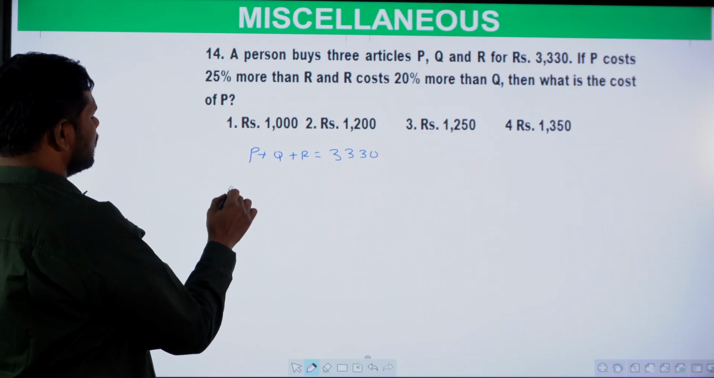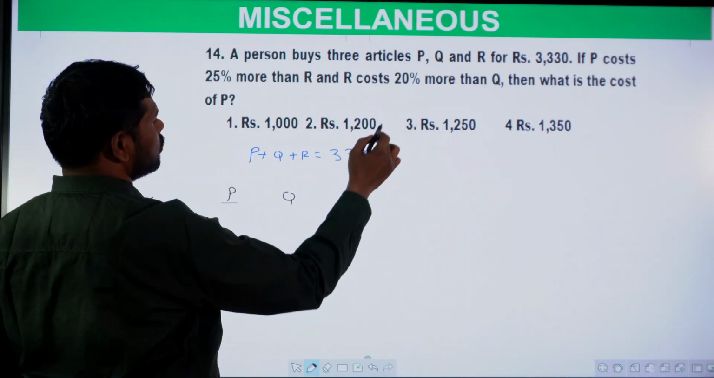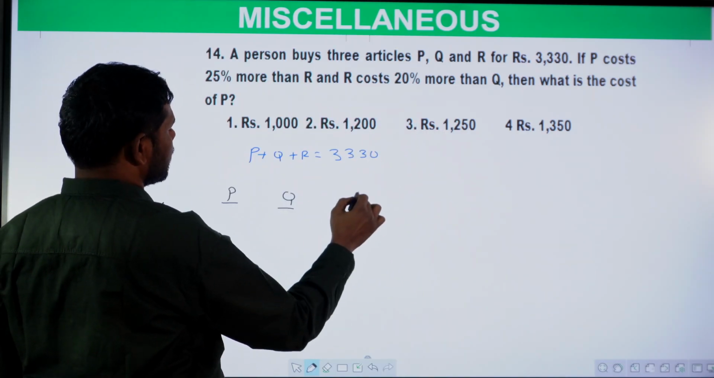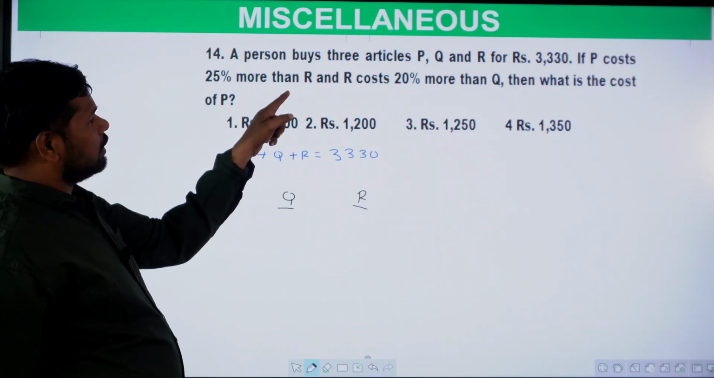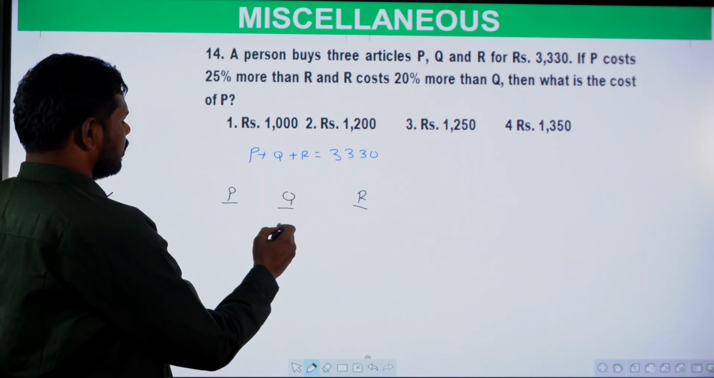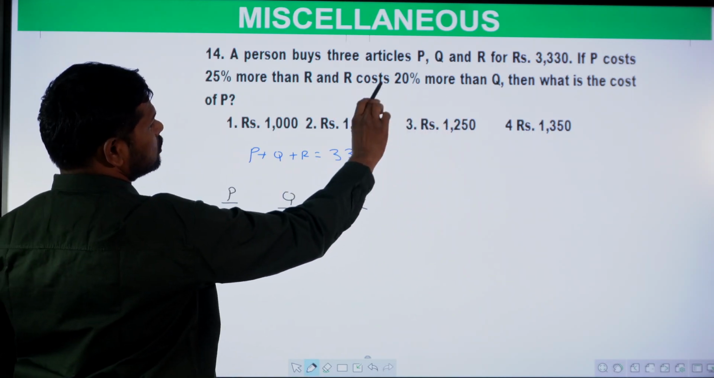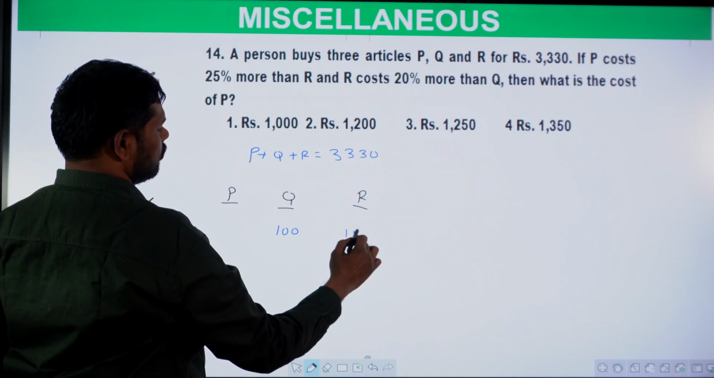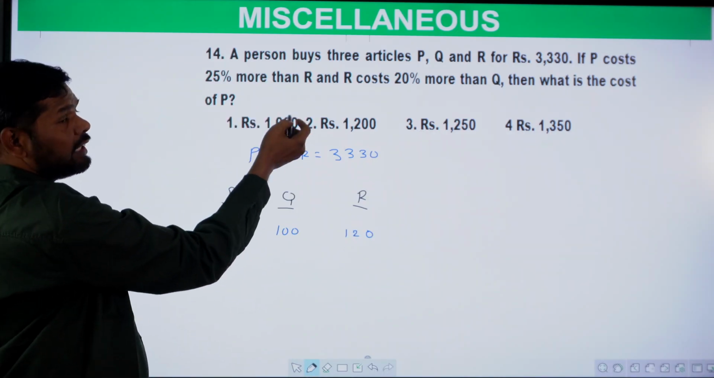P costs 25% more than R, and R costs 20% more than Q. Just observe: P depends on Q, and R depends on Q. So first I take the Q value as 100, then R is 20% more than Q, so 120. Now the P value is 25% more than R.